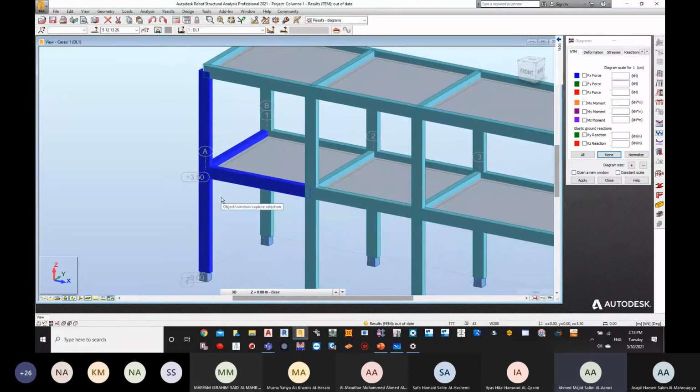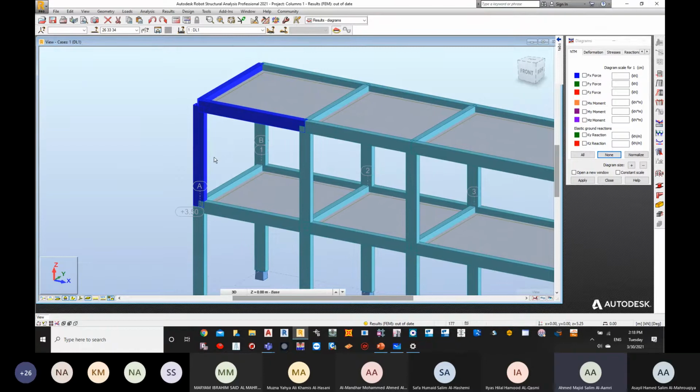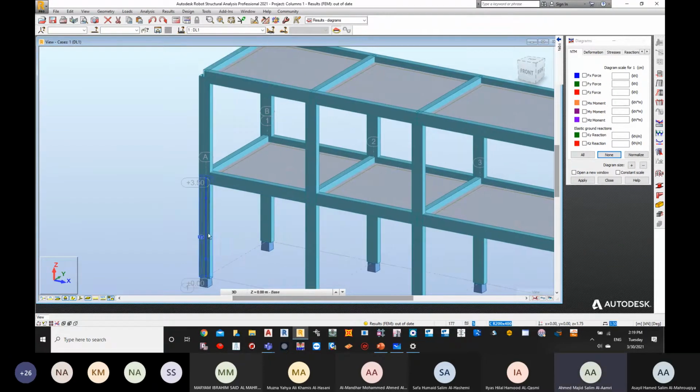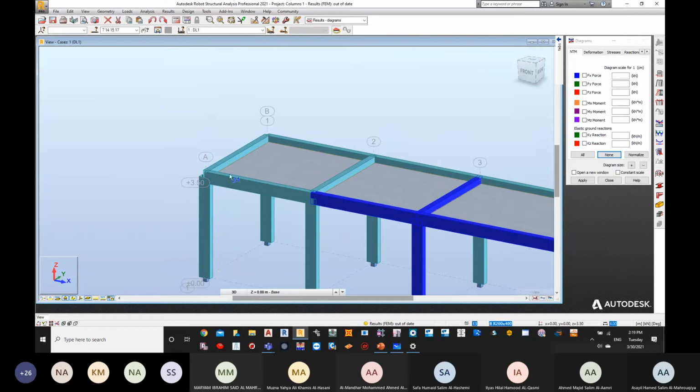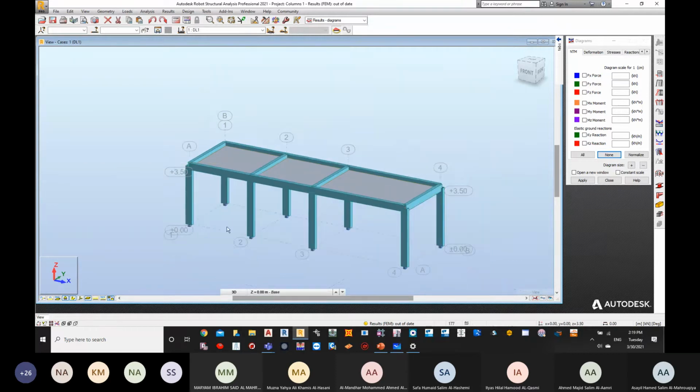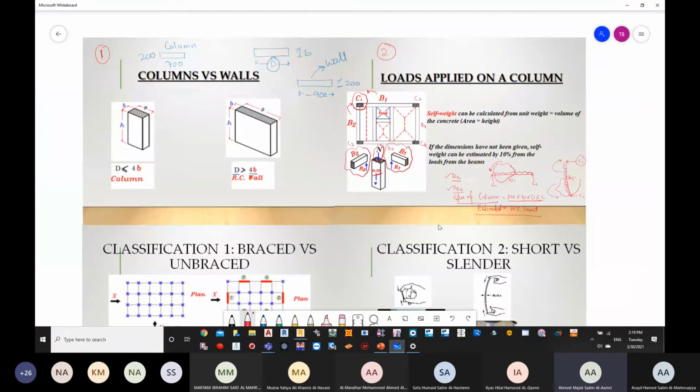Once again, it depends whether we are talking only about a single column or we are talking about columns which are carrying different columns. This particular column is going to carry the reaction of the beams which are at the top. This particular column will first carry the beams and it will carry the column which is at the top. Are we clear about the methodology of calculating the loading on the column?